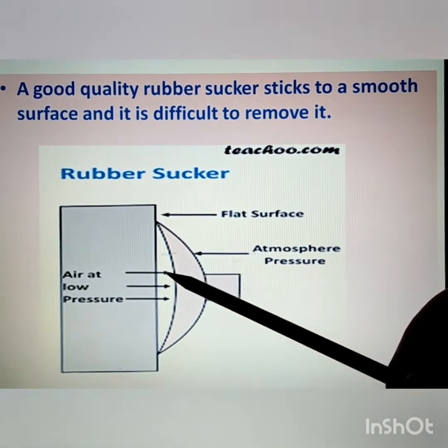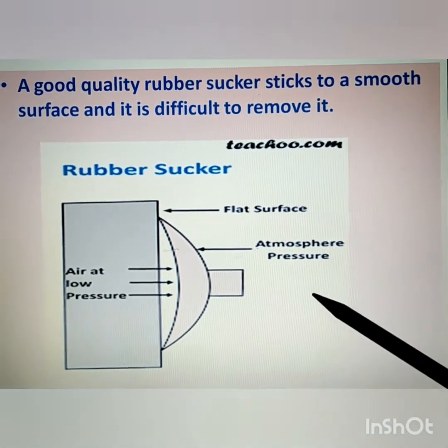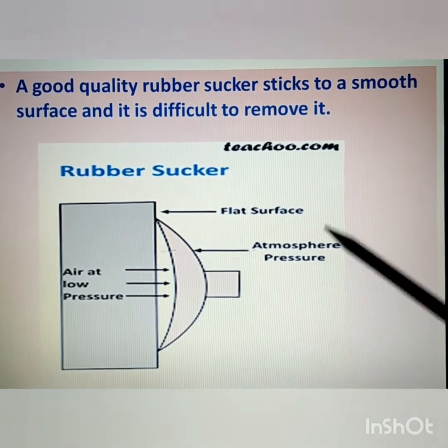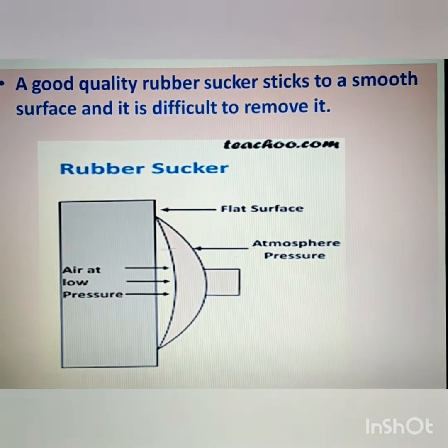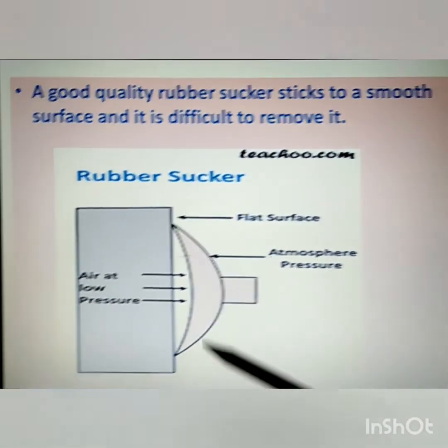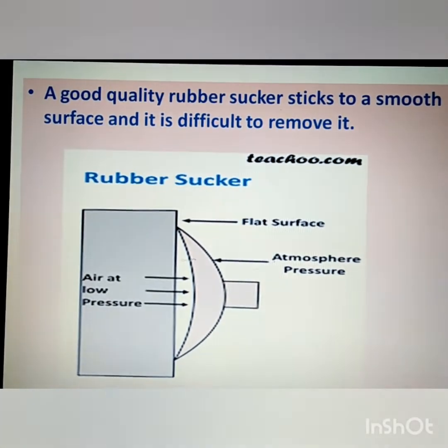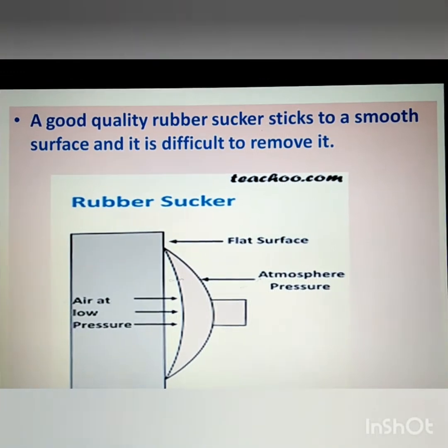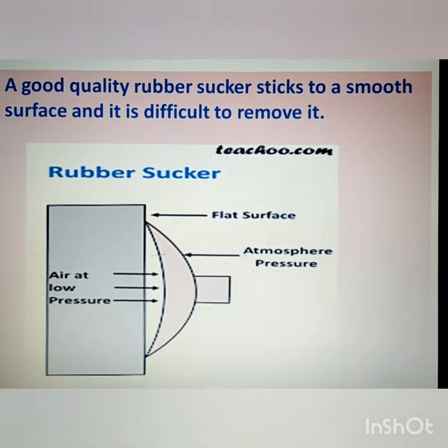Right? So what will happen? There is no air to counterbalance the very high atmospheric pressure on the outside. So the atmospheric pressure on the outside does not let the rubber sucker come out. It sticks very properly to the surface and it is very difficult for us to remove it. Only a small amount of air is inside, and so it is not able to counterbalance it. That is why it is very difficult for us to remove a rubber sucker if it sticks to a smooth surface properly.